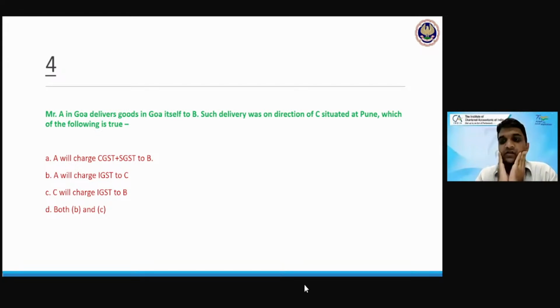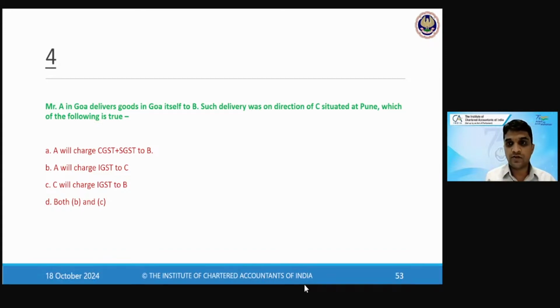Correct. Everybody has rightly recognized that this is a bill to ship to model. It's a case of section 10(1)(b), which is supply of goods on the direction of a third person.